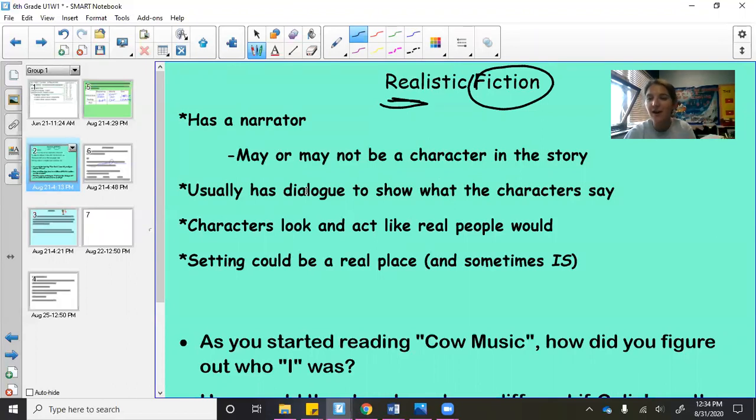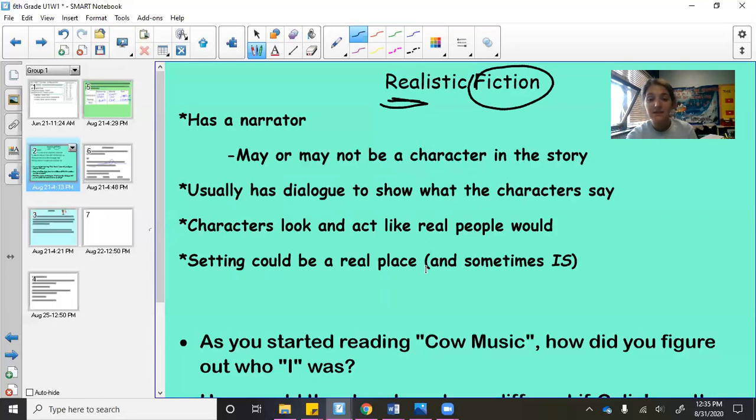Remember, what do we do for dialogue? Dialogue to show what the characters say. Okay, whenever we're looking, and I'll show you the shared read in a moment, it has dialogue within that. Characters look and act like real people would, so they're not going to have superheroes or anything that wouldn't be realistic. Okay, setting could be in a real place and sometimes is.